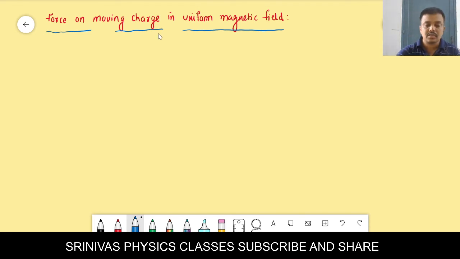Today we are going to discuss force on a moving charge in a uniform magnetic field. That means let us consider this is a Q charge that is moving in a uniform magnetic field.